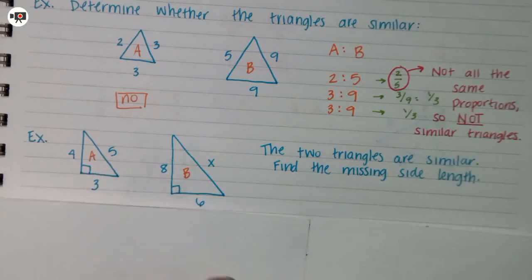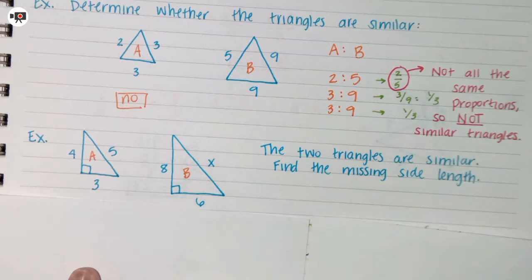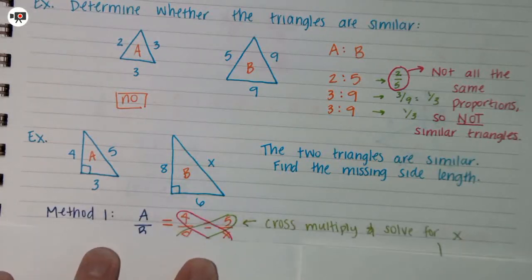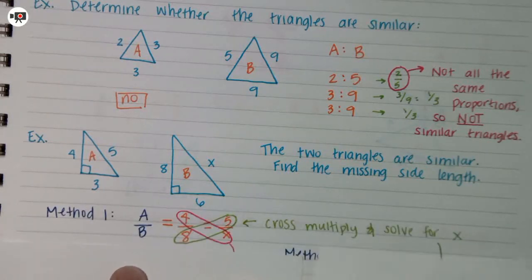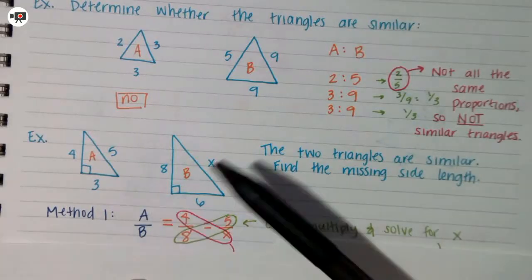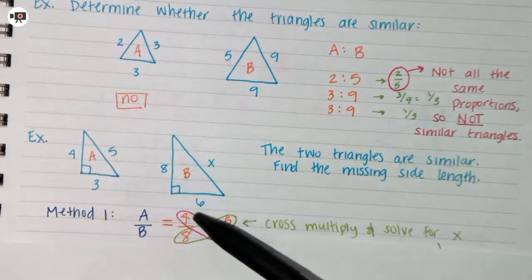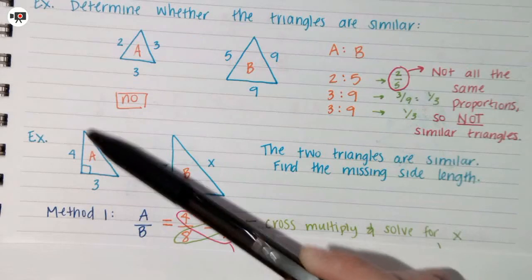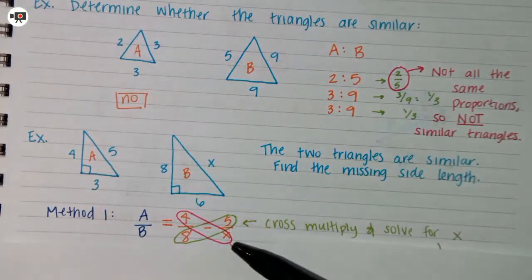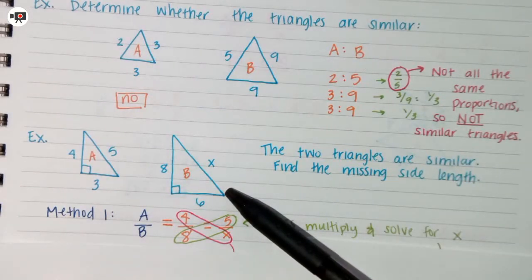With these two triangles, find the missing side length. So now I know that they're similar, but I don't know everything about it because I don't know this x side. So to set up my proportion, there's a couple different ways you can do it. You can set it up where you have A over B, and this is where you use corresponding sides. So I could put 4 over 8 equals 5 over x. You need to make sure that one of your proportions includes the missing side length.